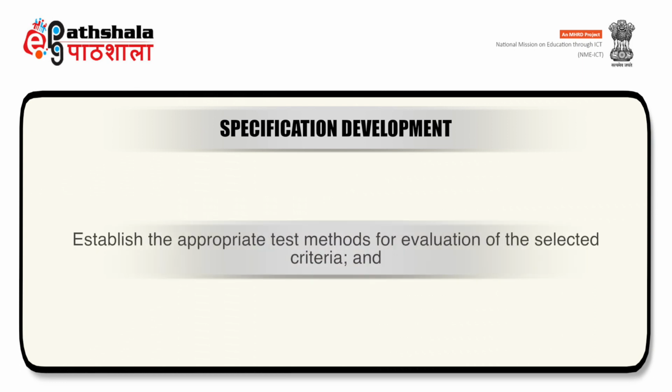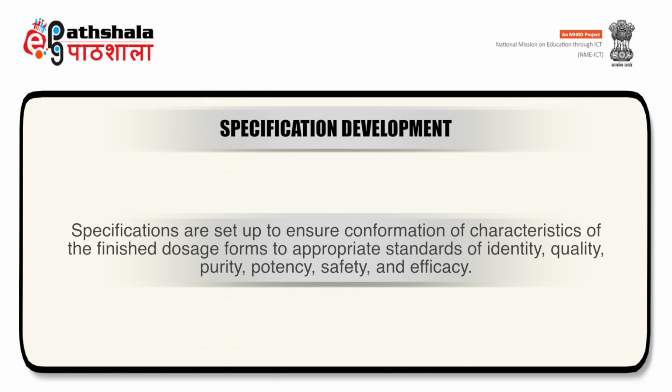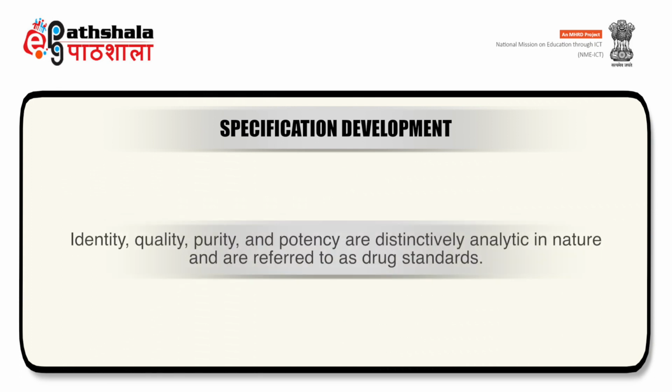These also establish the appropriate test methods for evaluation of selected criteria and determine the acceptable tolerances and limits for each dosage form characteristic. Specifications are set up to ensure conformation of characteristics of finished dosage forms to appropriate standards of identity, quality, purity, potency, safety, and efficacy. Identity, quality, purity, and potency are distinctively analytical in nature and are referred to as drug standards.